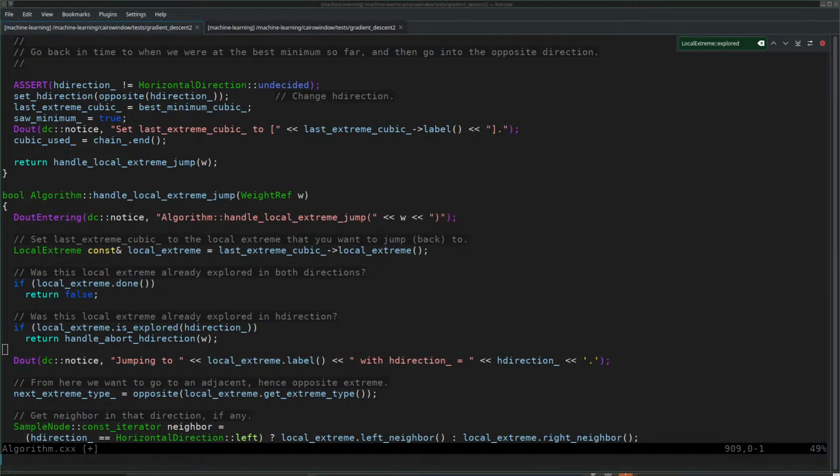2. The current local extreme was already explored in both directions. That's not a reason to call abort. Then we just return false. 3. We are going into a given direction. That direction was already explored. That's the new rule. So then that is called. And then there's a point 4. There is only a single minimum, so we fail to choose which side to go into.